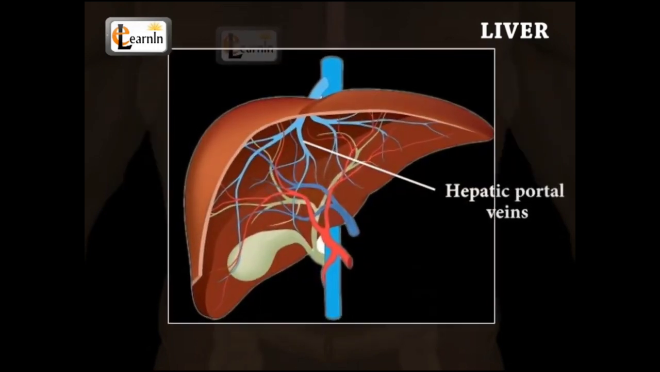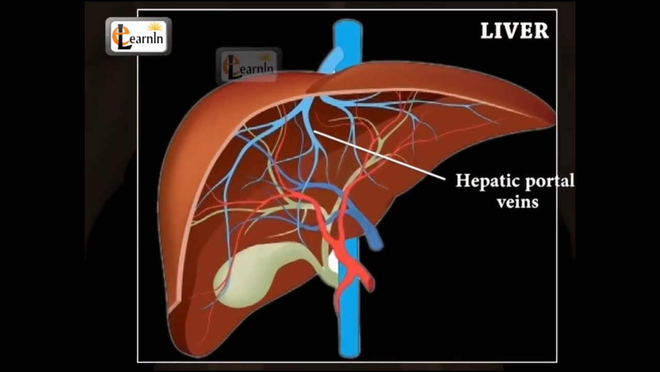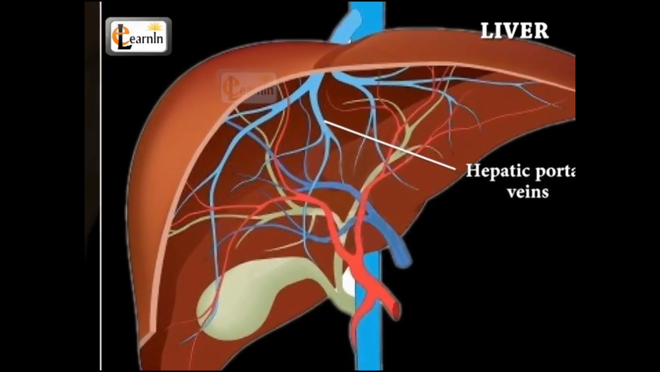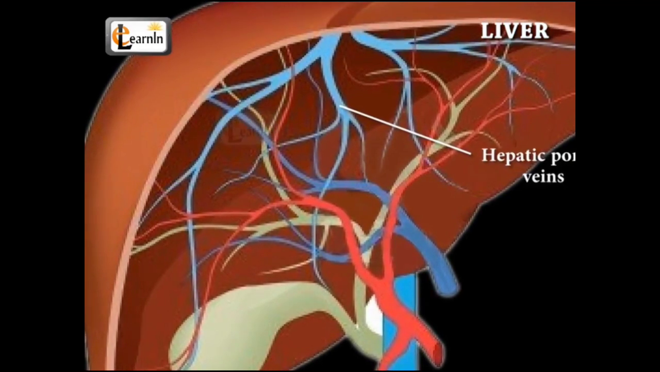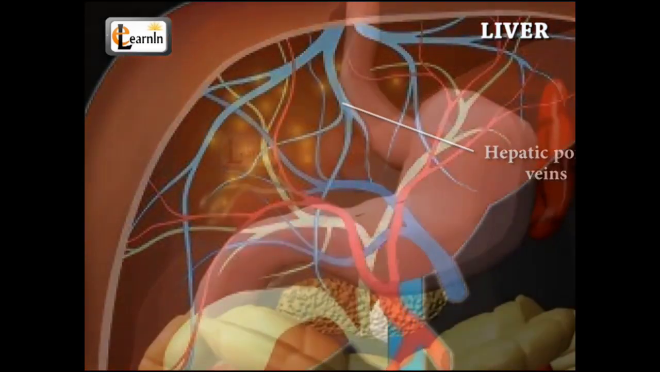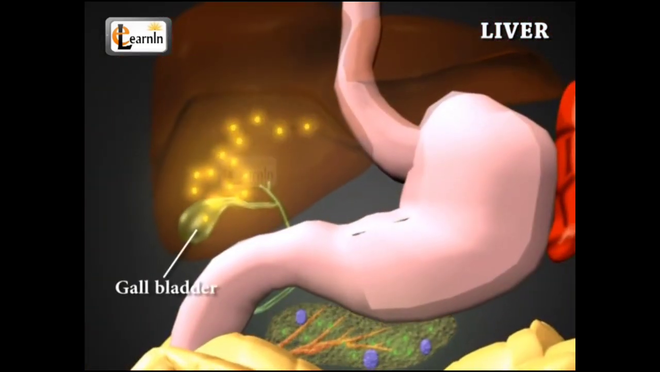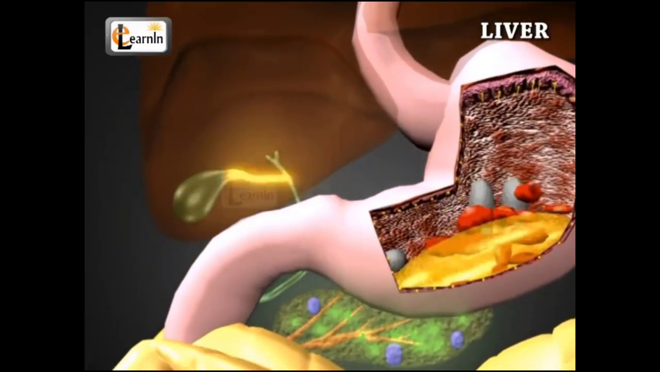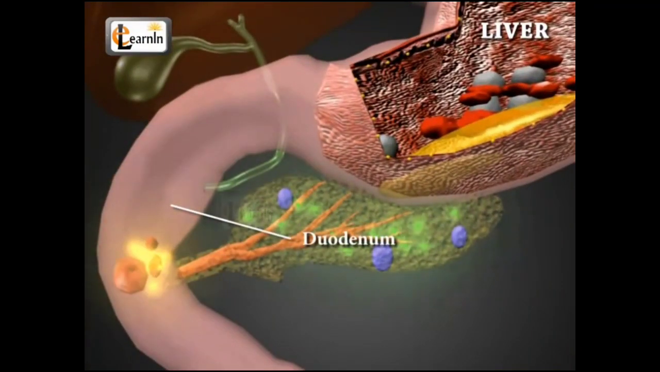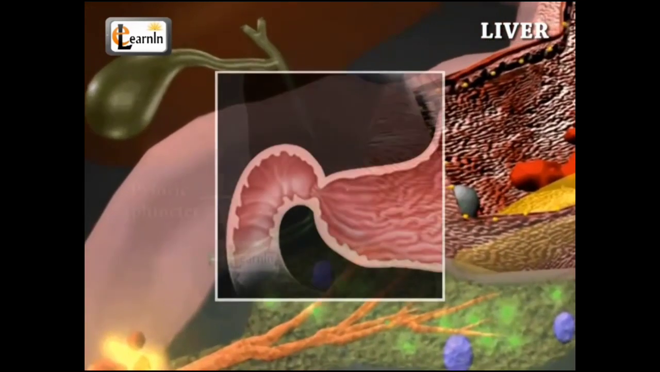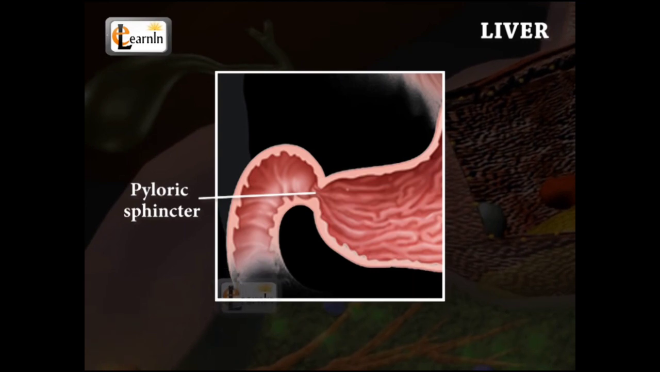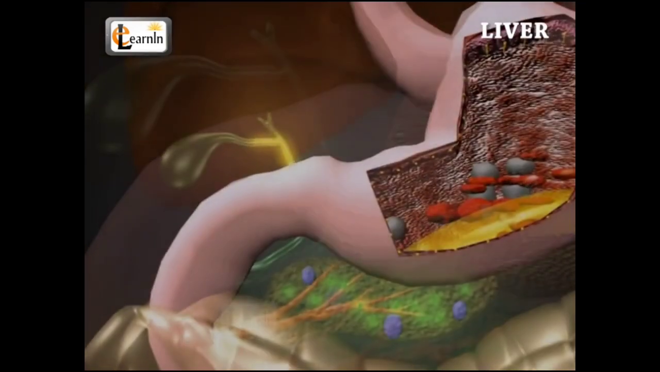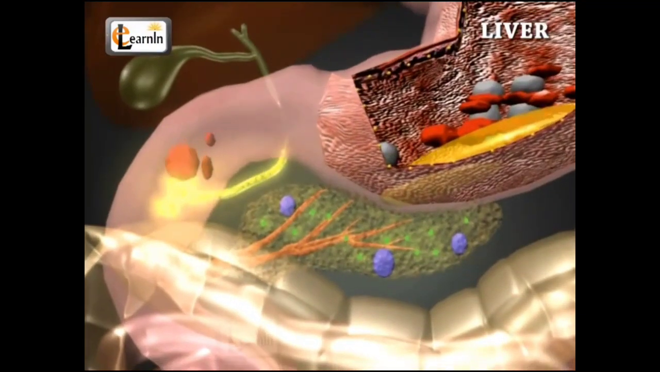The hepatic portal veins, which are blood vessels that carry blood from the gastrointestinal tract and spleen to the liver, pick up nutrients and toxins from the stomach and intestines for processing. The hepatic ducts and gallbladder send the processed bile to the duodenum, which is about 25 centimeters long and C-shaped. The stomach opens up into the duodenum through a pyloric sphincter, a muscle that acts as a valve that controls passage of food from the stomach into the small intestine.